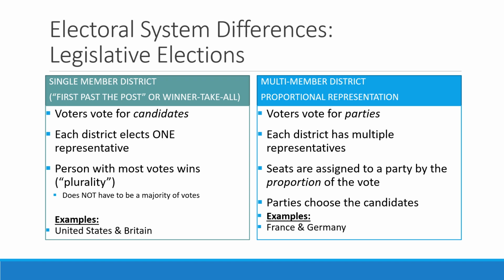Here, the districts don't just have one winner, they have multiple winners. Each district has a bunch of representatives in the legislature. You vote for a party rather than the name of a person, and the seats in that district are assigned to the parties by the proportion of the vote. So you could have a district where different parties each won seats. The parties decide which of their members take the seats. France has a system like this, as do Germany, Italy, Japan, and many others, or at least a version of it.